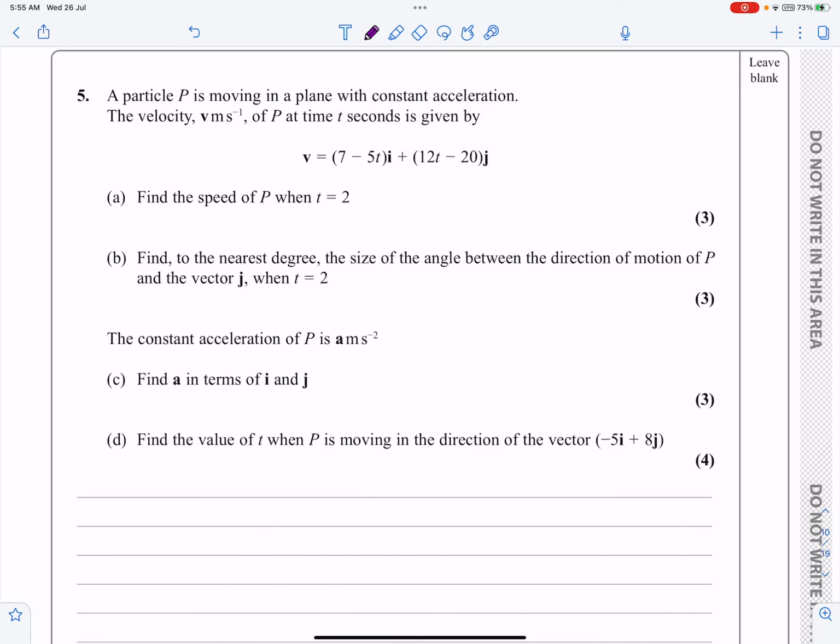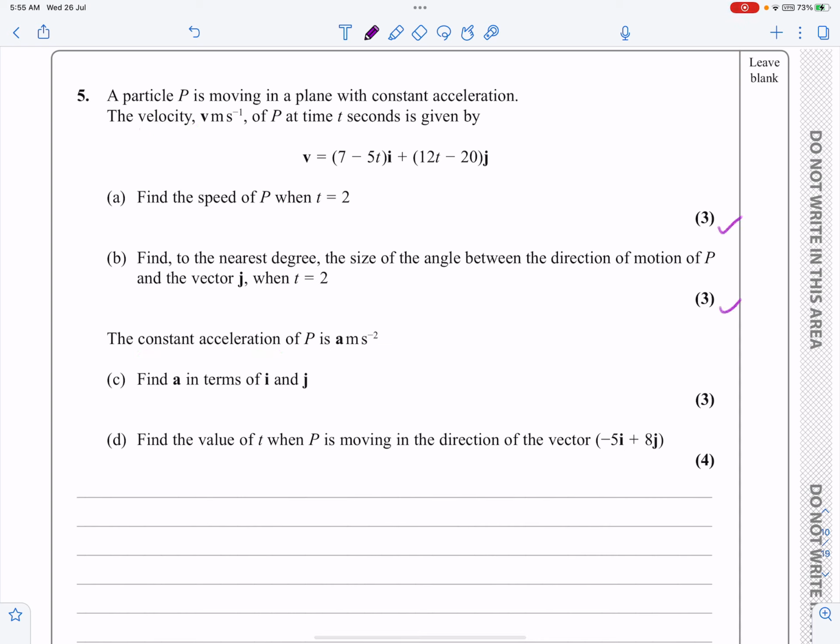Okay, this is the M1 paper from October 2020. It's question number 5. This is a vectors question, but it's going to involve velocity and time. Later on, we're going to have a constant acceleration, so that's all our suvat work that we're going to be involved in. And looking at the question, we can see it's a relatively big question.